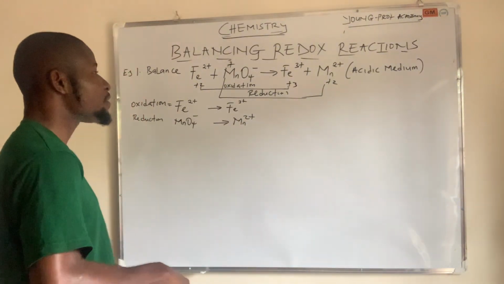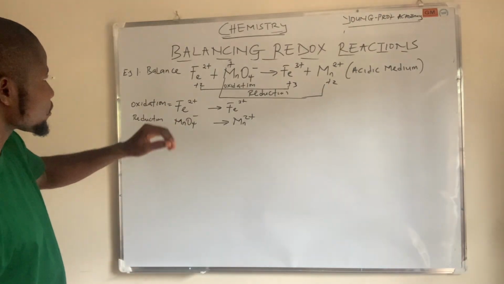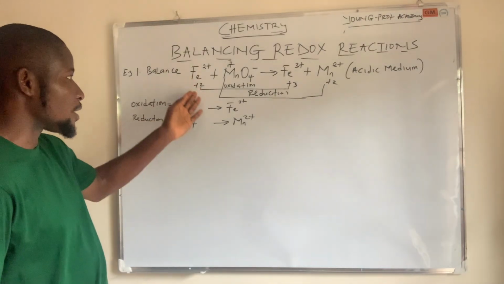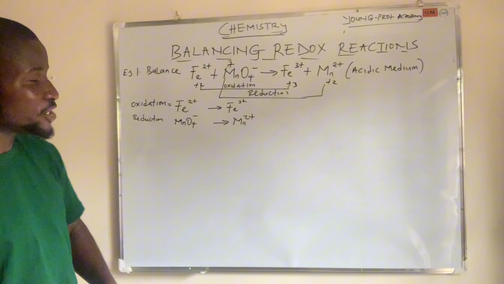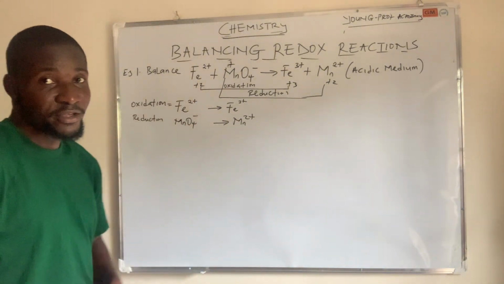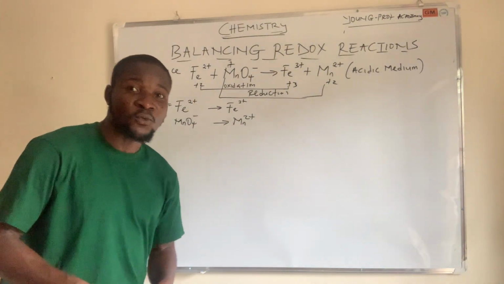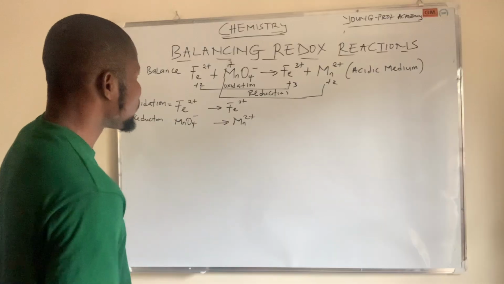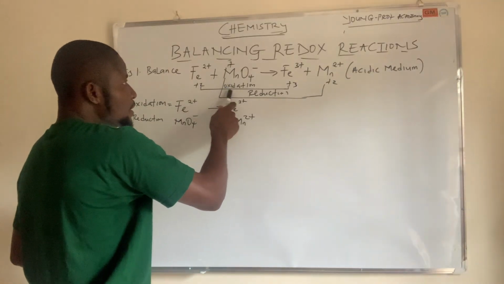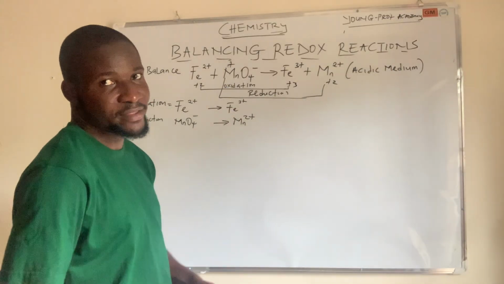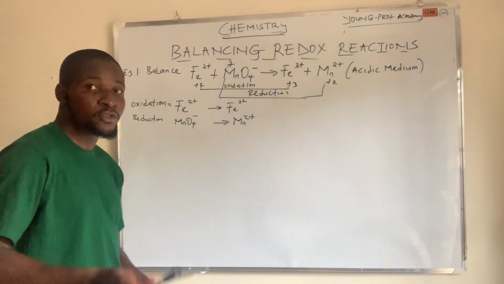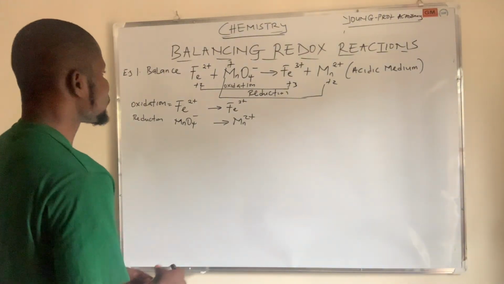Now before I continue, let me remind you, remember I told you that any particular element or ion that is undergoing oxidation is itself a reducing agent. It simply means that this ion here is a reducing agent, and a reducing agent has the ability to what? Donate electrons. Whereas any element that is undergoing reduction is an oxidizing agent, and an oxidizing agent has the ability to accept electrons. So let's continue.